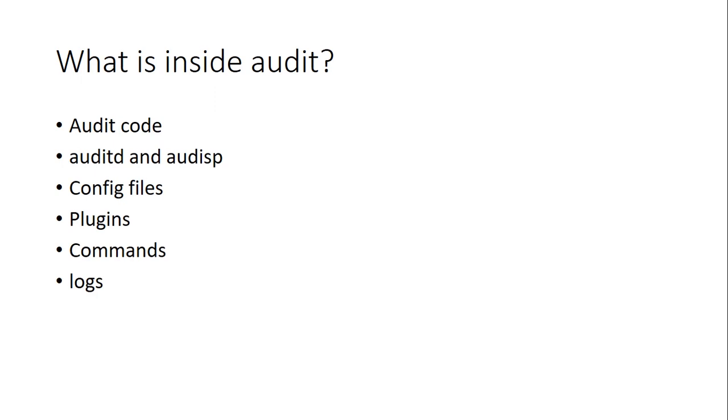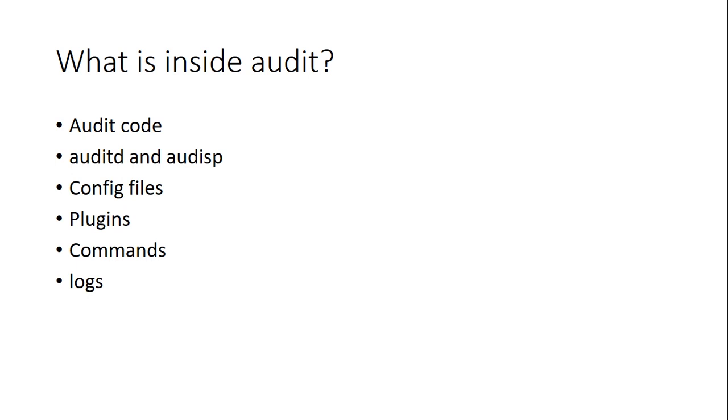So what is audit composed of? Audit code in the Linux kernel, the audit daemon and audit dispatcher daemon, and there are configuration files for the audit daemon and auditing rules, and there are optional plugins to work with the audit dispatcher, and there are commands to control and report audits, and also audit logs in the /var/log/audit file.